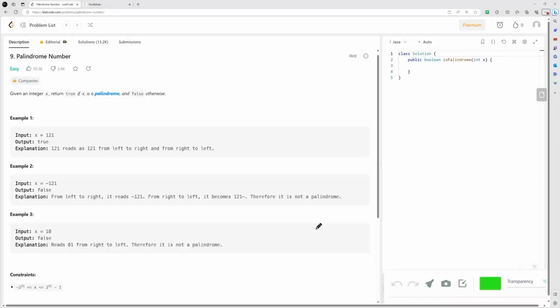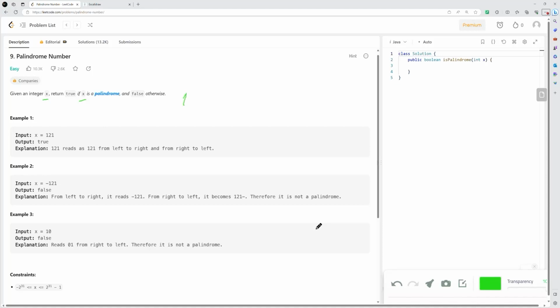Today, we will be solving palindrome number, and we are given an integer x, and that's basically our input, and we have to return true if x is a palindrome and false otherwise. A palindrome is basically an integer in this case, which reads the same forward and backwards.